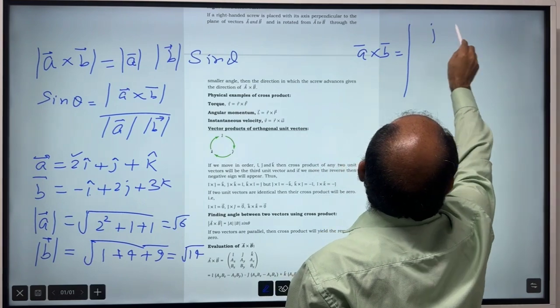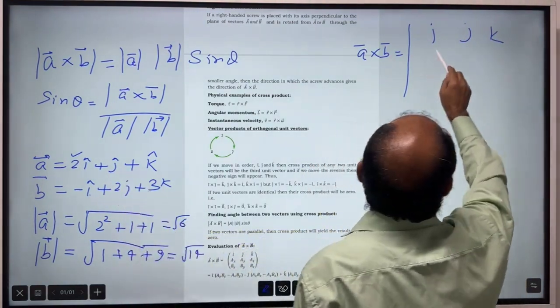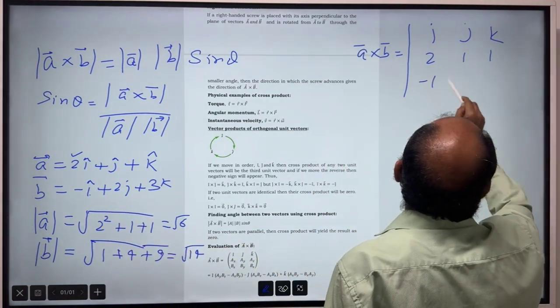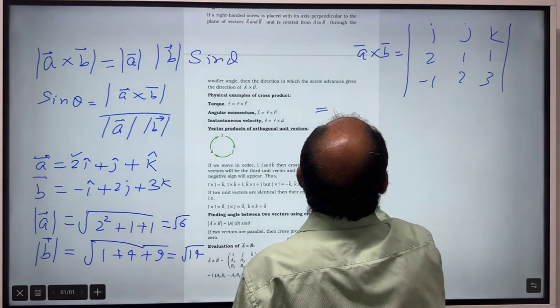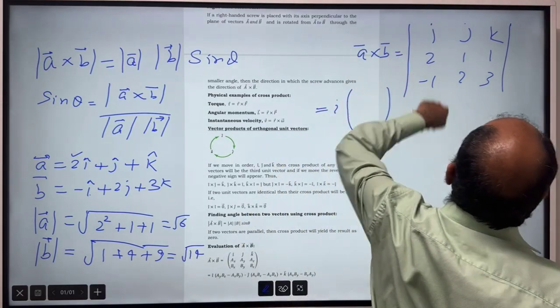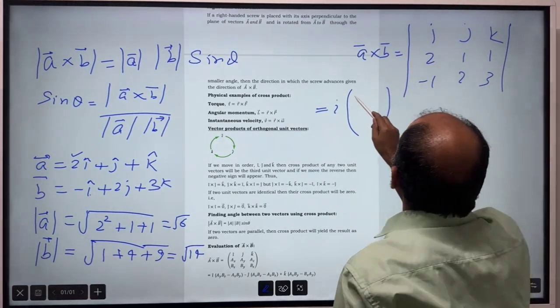We write I, J, K, then the coefficients 2, 1, 1, then minus 1, 2, 3. Now we write I and then we leave this column in this row: 2, 1, 2, 3.